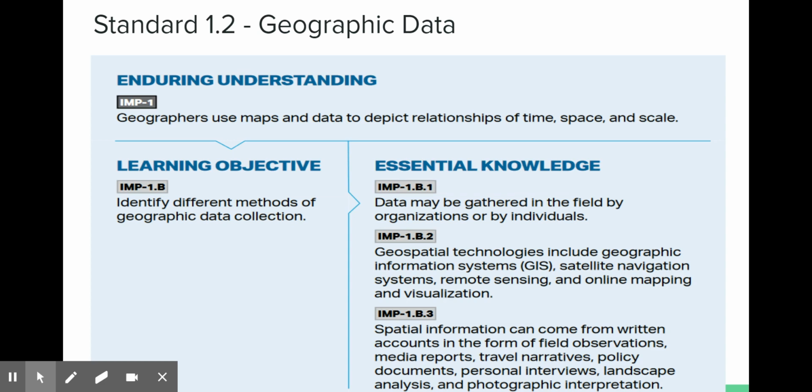And the second is talking about the depiction of relationships of time, space, and scale on maps, and what geographers actually do. What is the process of geography? So increasingly, that has grown to use things like GIS systems, satellites, remote sensing, and all sorts of technology. That's pretty nifty, and you'll see in a video that we watch at the end of the day. Okay.